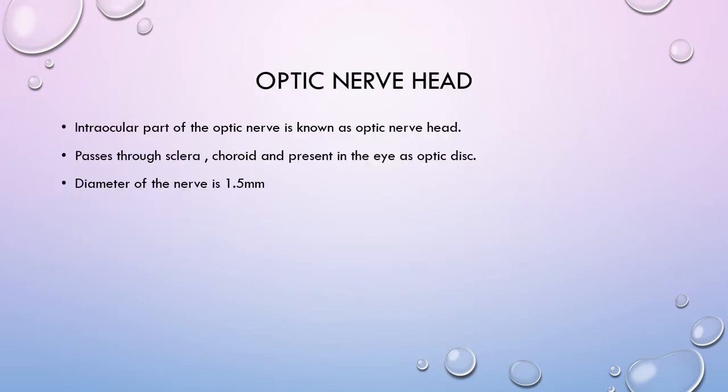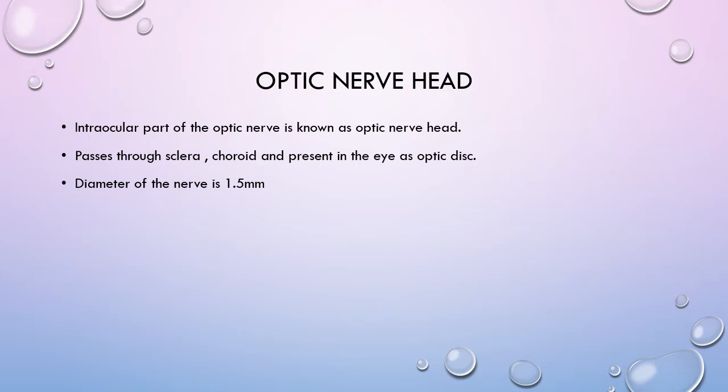What is optic nerve head? It is the intraocular part, the part which is inside the eyeball, and which is known as optic nerve head. It is slightly elevated, so it is also known as papilla, and it is also known as optic disc.